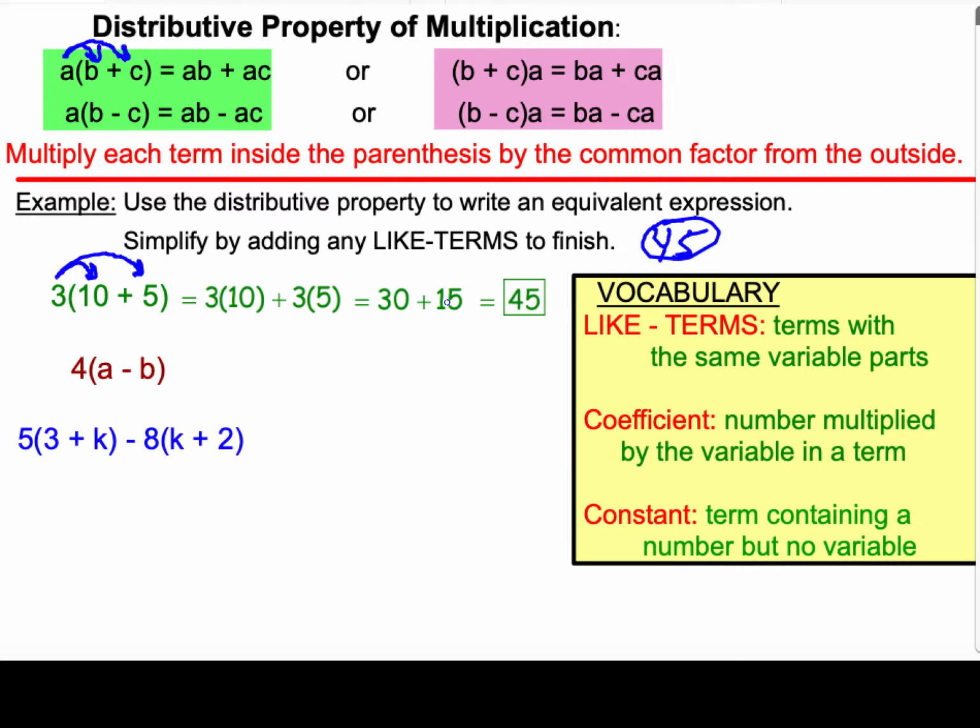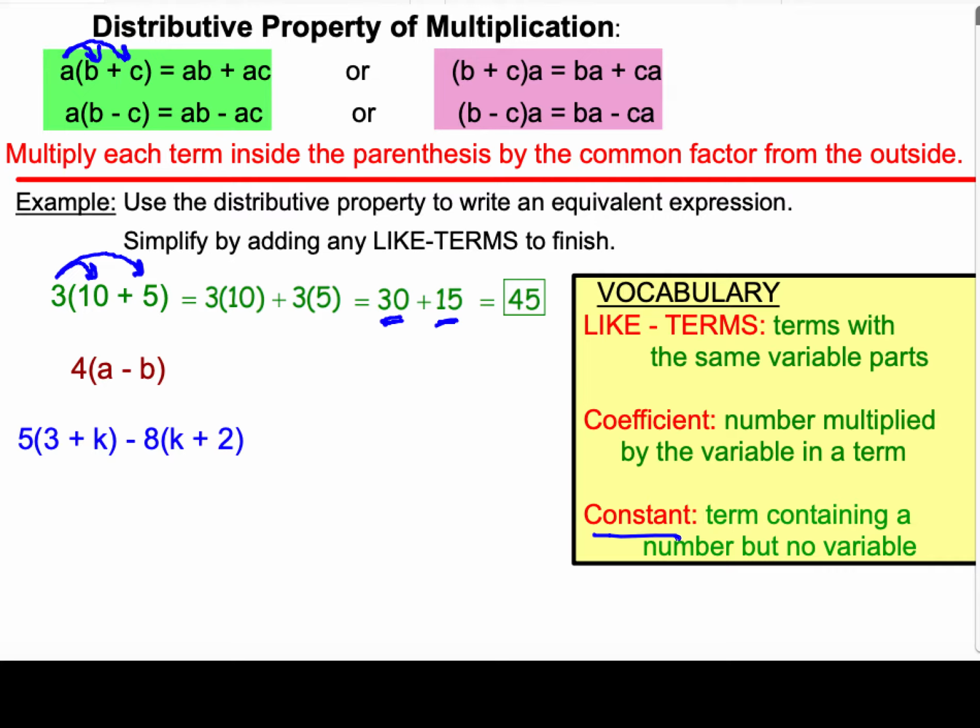Now, why do we need that big property if we got 45 the first time around? What if, such as the problem in red here, 4 times A minus B, I don't know what their values are, because they're variables? They could be anything. So instead, we just want to simplify. Simplifying means get rid of the parentheses if possible and combine like terms, like the 30 and the 15 over here. We added those up. Remember, like terms are terms with the same variable, or two terms you can add together, such as the constants.